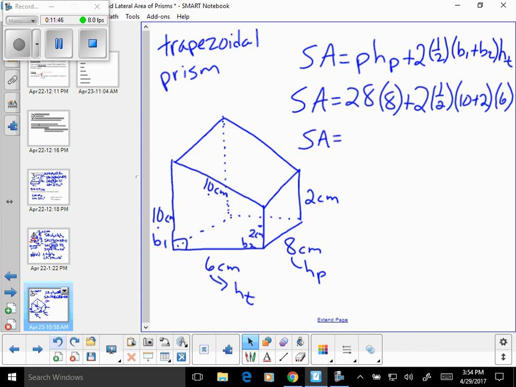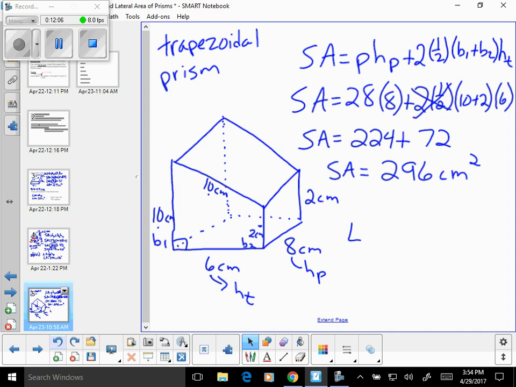28 times 8 is 224. Now this cancels, so you don't have to worry about it. And you're going to end up with 12 times 6, which is 72. So our surface area is going to be 296 centimeters squared. Now again, if they do ask you for the lateral area, we write that formula down. But again, we're going to just use that left-hand add-in right here, and we're just going to write 224 centimeters squared. And that'll save us some extra calculating.